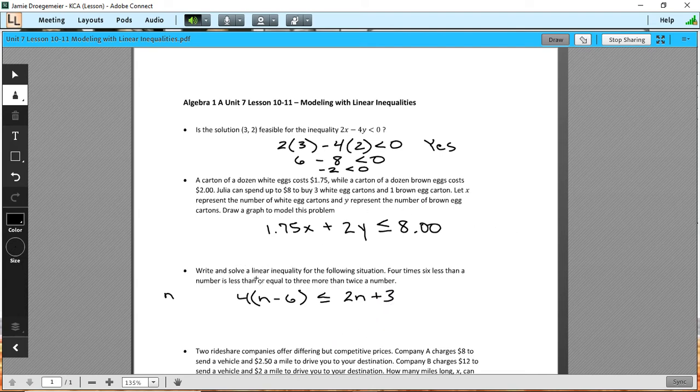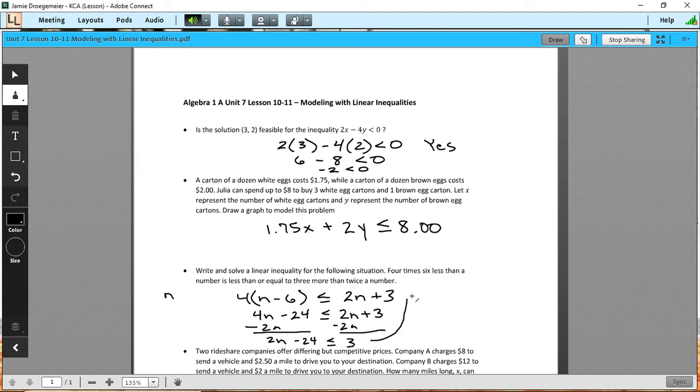It also asks us to solve it. So I'm going to start solving it by distributing that 4. 4 times n is 4n. 4 times negative 6 is negative 24. That's less than or equal to my 2n plus 3. I would next want to get my variables on one side, so I'm going to subtract this 2n from each side. And that leaves me with 2n minus 24 less than or equal to 3.